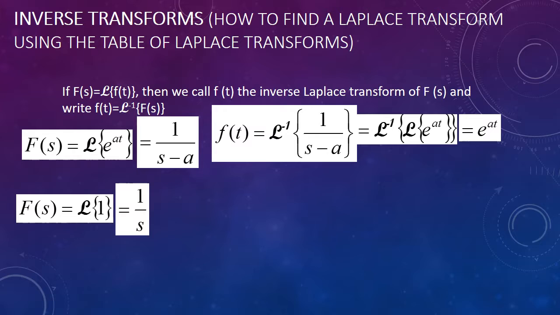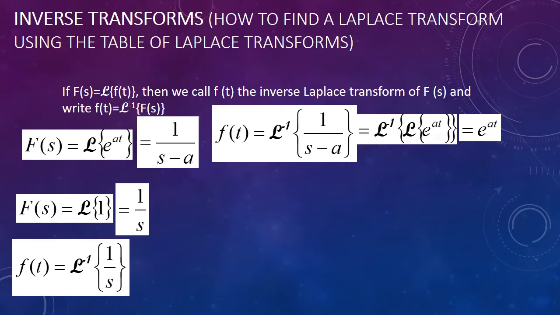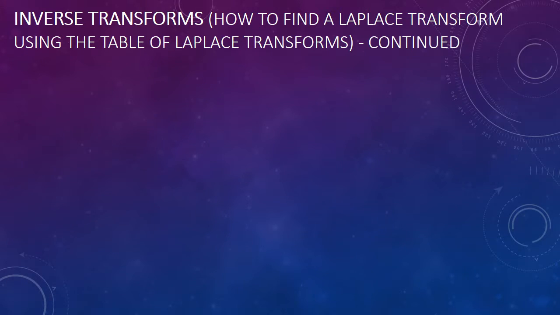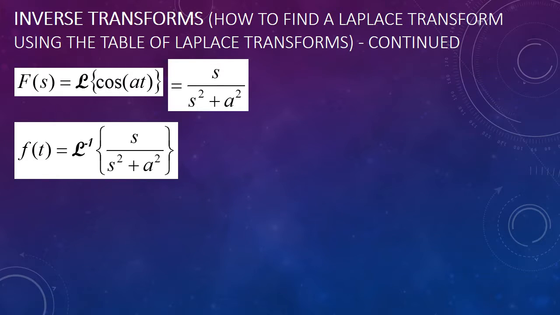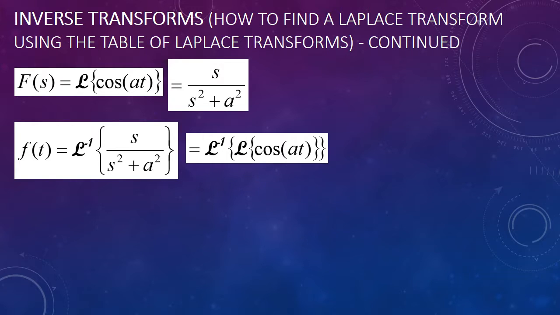Same way with Laplace transforms for 1. I want to take the inverse Laplace transform of 1 over s, and I know 1 over s is the Laplace transform of 1, so the inverse Laplace transform would be just equal to 1. So let's try it one more time with our cosine of at. And again, I know that s divided by s squared plus a squared is the Laplace transform of the cosine of at. So the inverse Laplace transform of that should be cosine of at.